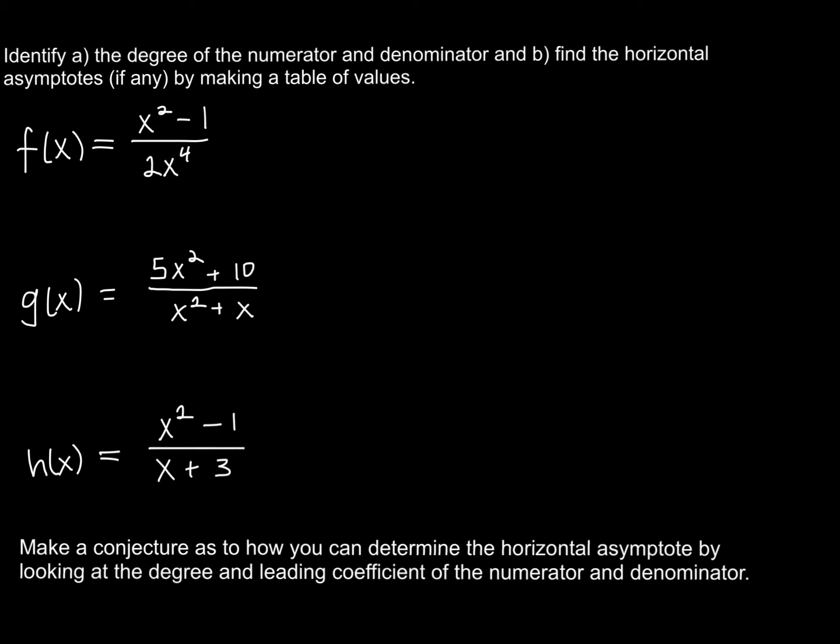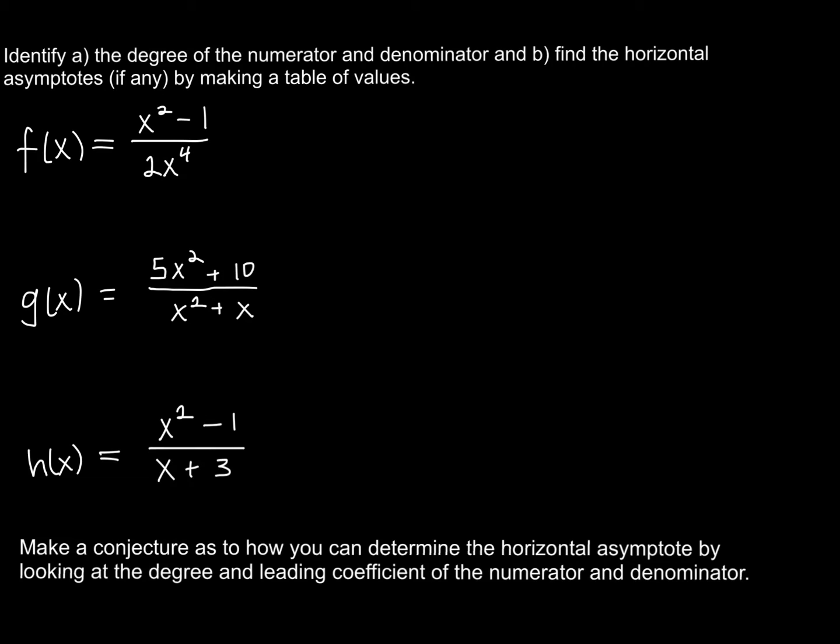All right, so here's what you're going to do. You're going to first identify the degree of the numerator and denominator, and then you're going to find the horizontal asymptotes by making a table of values, just like I did in the discovery problem. So if you need to go back and look at that again, you can do so. You can use the exact same values that I used in the discovery problem, or you can choose your own. You just have to make sure that you go far enough out towards positive infinity and far enough out towards negative infinity to make a conclusion.